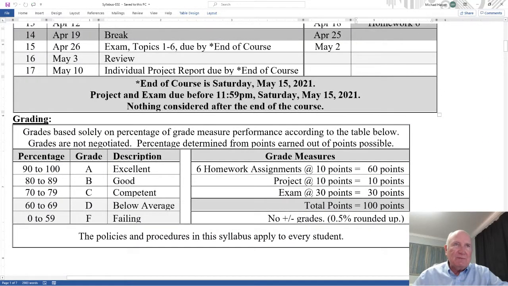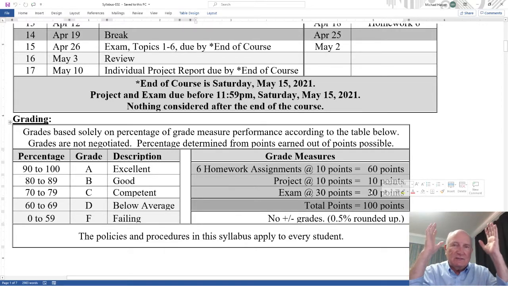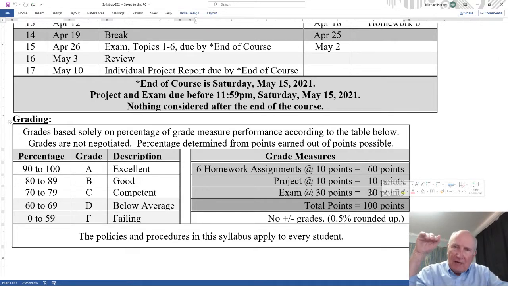Now, as far as exams are concerned, your grade is based solely on the percentage of your grade measure performance, according to the table below. What I mean by this statement is that your grade is based solely on the percentage of your grade measure performance. In other words, whatever your performance is on these measures, that's your grade. What's important there is what your grade is not based on.